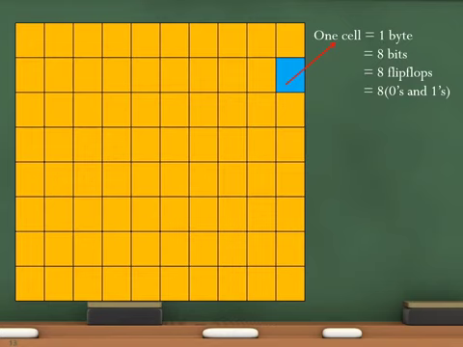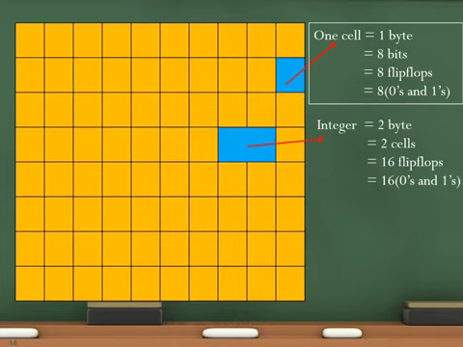So each bit is a flip-flop. It can be a 0 or 1. Let's recap. One cell is equal to 1 byte, which is equal to 8 bits, that is equal to 8 flip-flops, which can save a 0 or 1. Now, an integer value can occupy 2 bytes, which is equal to 2 cells, which is equal to 2 into 8, that is equal to 16 flip-flops. It can occupy 16 zeros and ones.